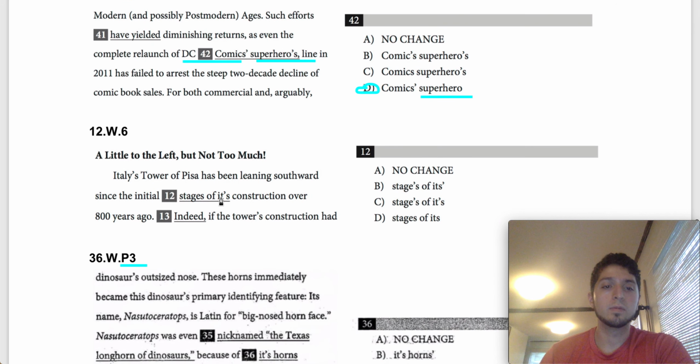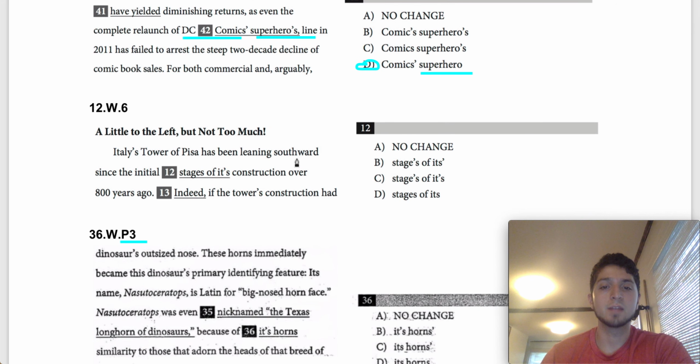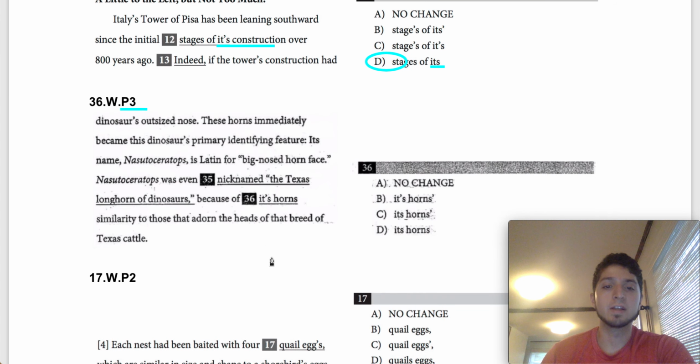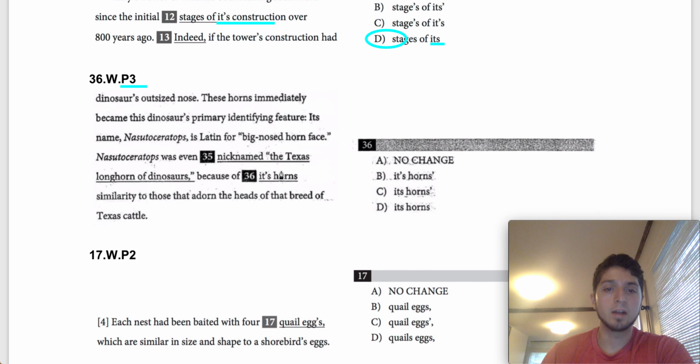Then we have 12. This is "Italy's Tower of Pisa has been leaning southward since the initial stages of its construction." So for its construction, its is going to be possessive here. We don't want the it apostrophe s. We want just regular its, and that's it. So none of these answer choices A, B, or C could work, so it has to be D. Good. Then we have 36, which is basically talking about its. This is a hard one, so let's go through it slowly.